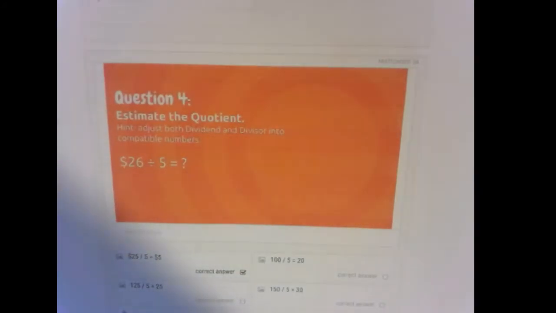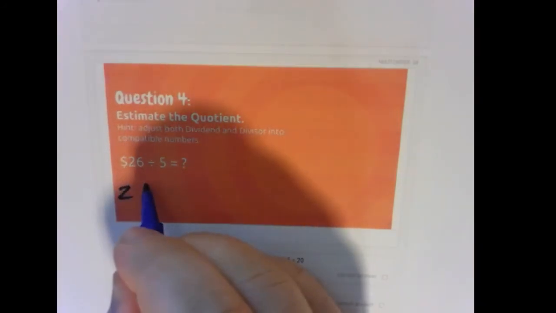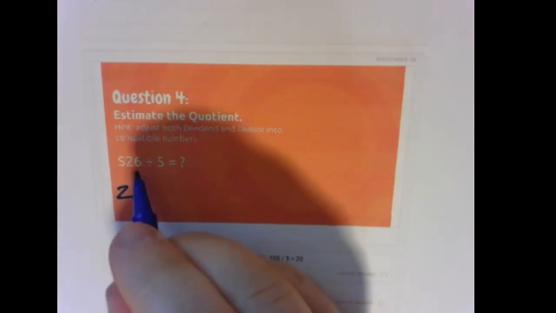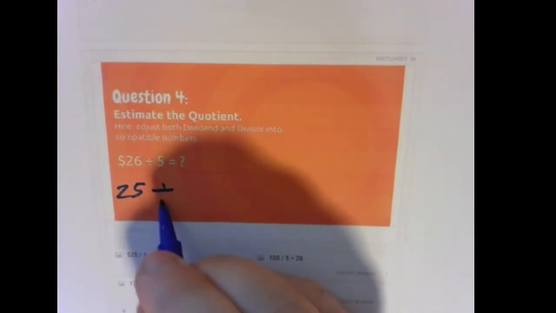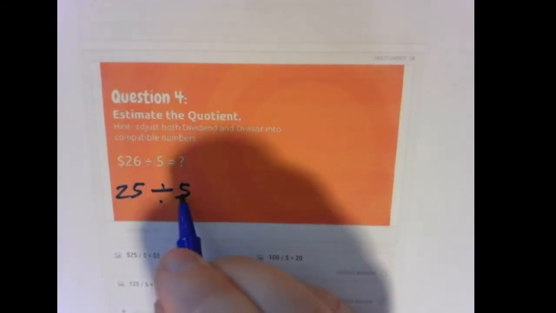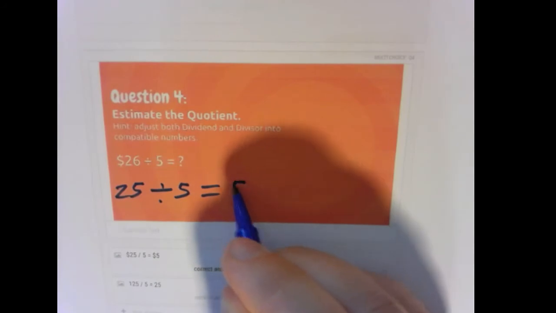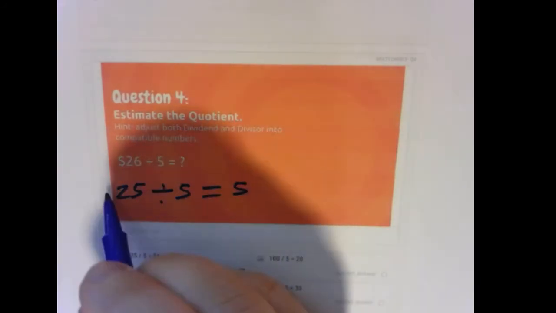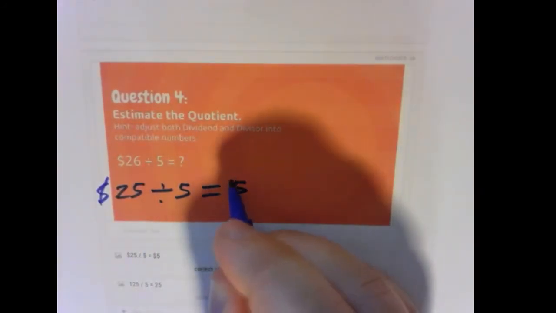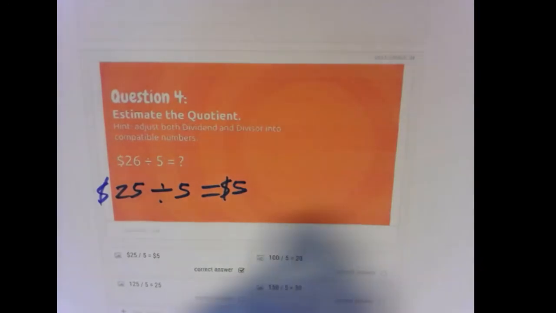How about this one? This one actually has a dollar sign in it. So $26 divided 5 ways. Well, 26 is pretty close to 25, and I know numbers that end in 5 and 0 are always good multiples of 5. So 26 is close to 25. So 25 divided by 5 gives us 5. Or if this was in dollars, $25 divided 5 ways gives us $5.